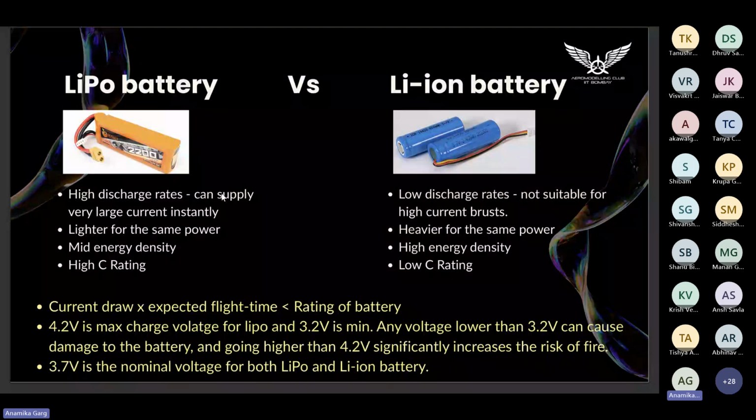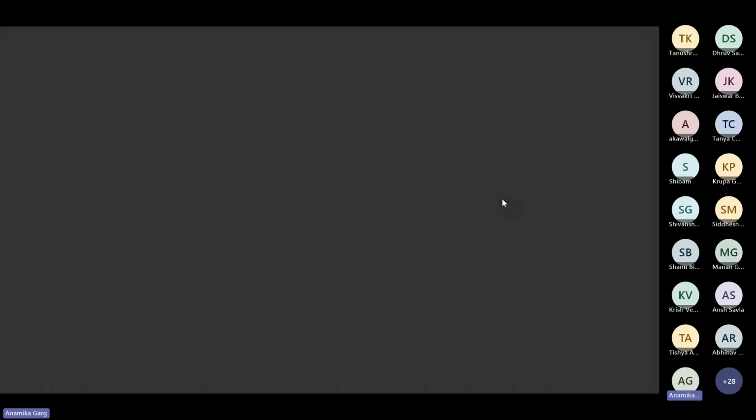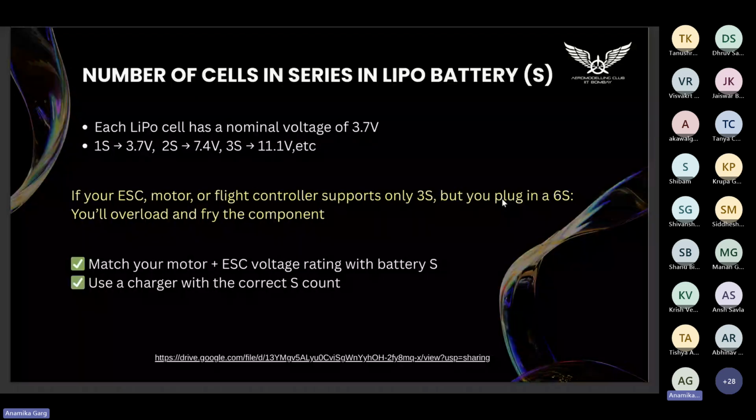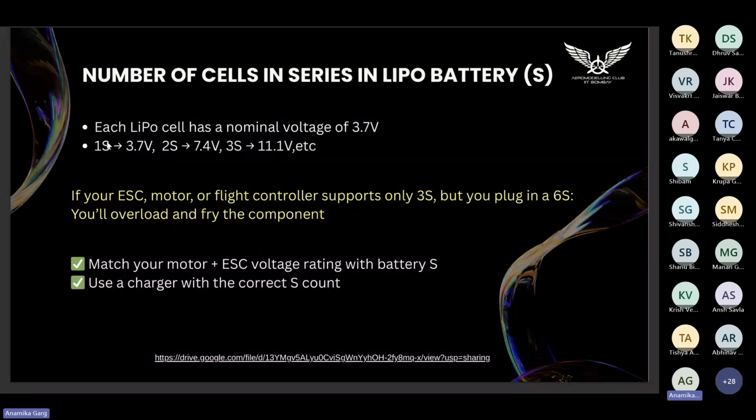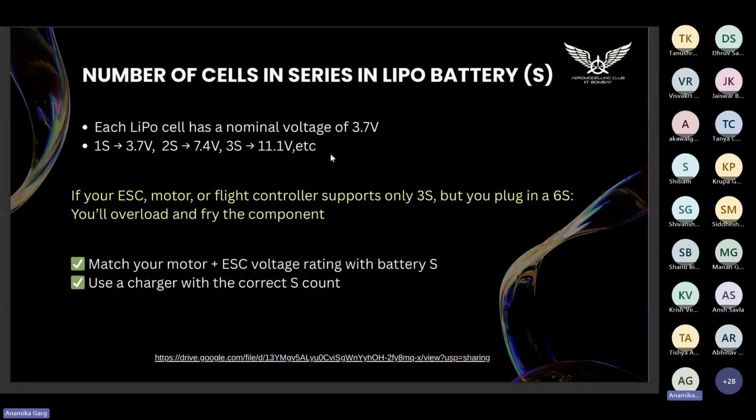Now, here is the difference between LiPo and Li-ion. You can ignore this NiMH and you can go over this. Moving on, the one important thing here is the number of cells in series. If it is 1S, it means one cell. If it's 2S, two cells, 3S, and you can go on. So it depends on the voltage also. If it's 1S, the nominal voltage is 3.7. If you keep increasing, nominal voltage will also increase.